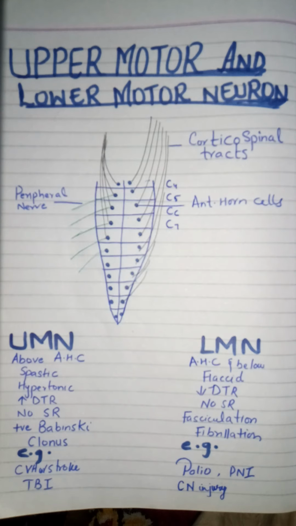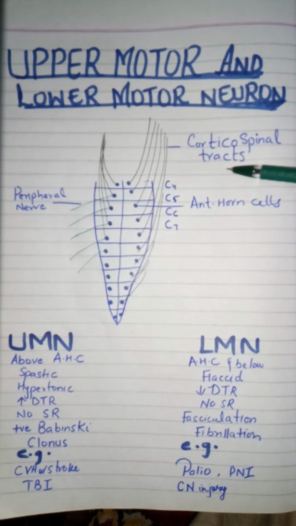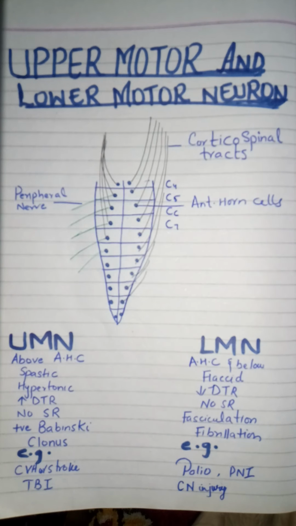Similar description which I have given here for the corticospinal tract will apply to the corticobulbar tracts, or in the case of the cranial nerves.